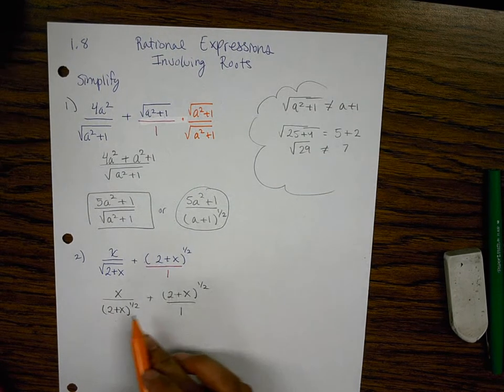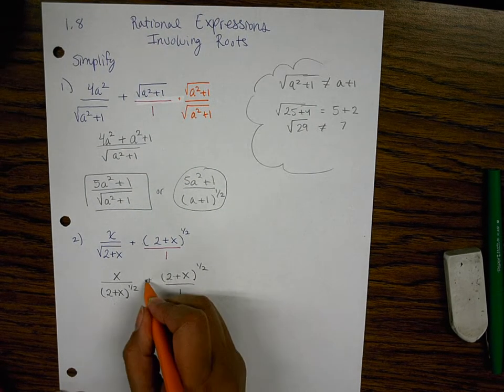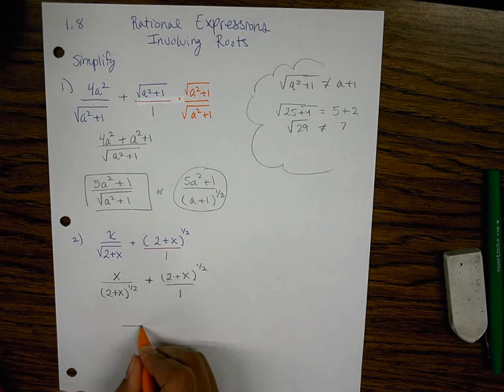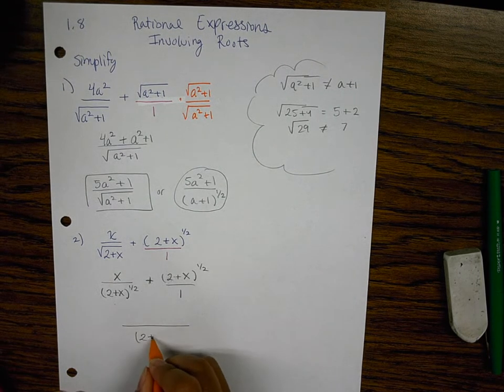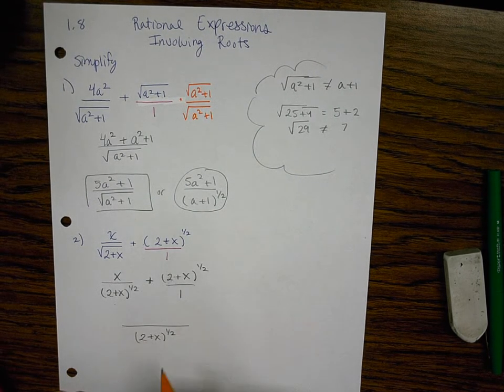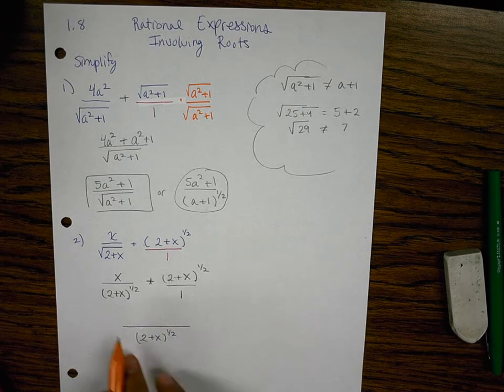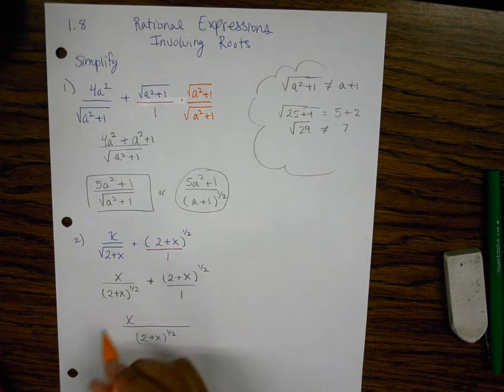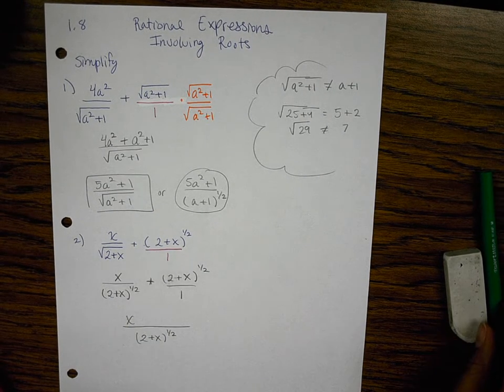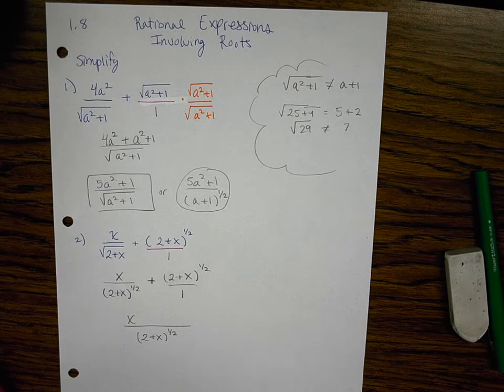Alright, so I just simply changed them both to the 1/2 power. And as before, we cannot cross reduce because we are adding, not multiplying. And the common denominator is 2 plus x raised to the 1/2. First fraction's already taken care of. That's going to stay x.